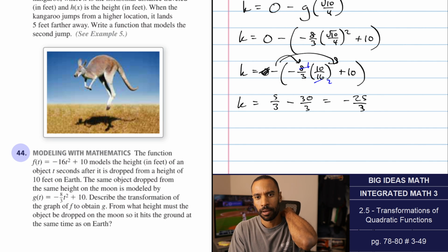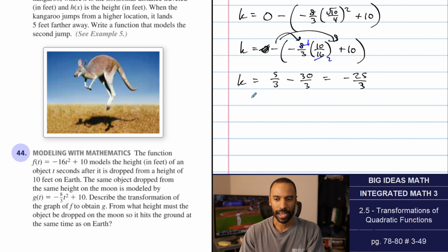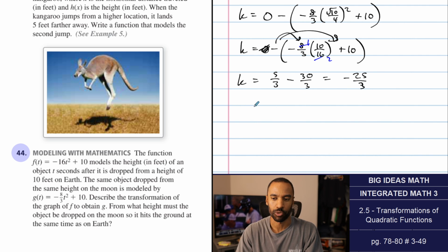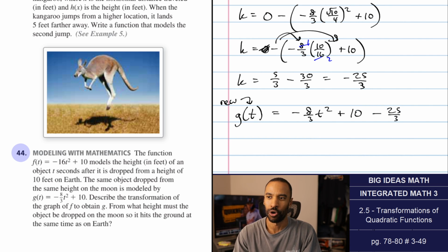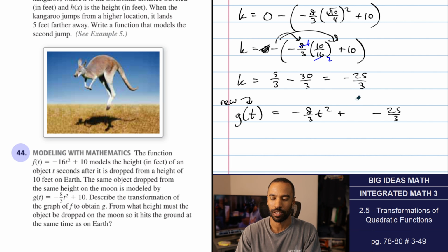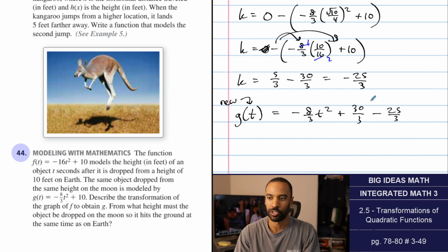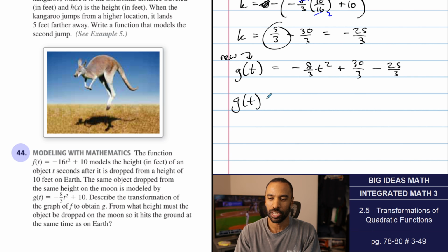Okay, so we've got to subtract 8.3 repeating from this thing. I'll keep it as negative 25/3 because our G of T equation should now be, this is a transformed one, new G of T is going to be negative 8 thirds T squared plus 10 minus 25/3. Now, I guess we're going backwards now. 10 minus 25/3 is 30/3 minus 25/3, which brings us back to 5/3. I guess the 5/3 is all I really wanted, right? So G of T equals negative 8 thirds T squared plus 5/3.